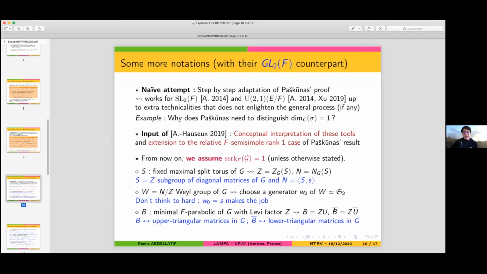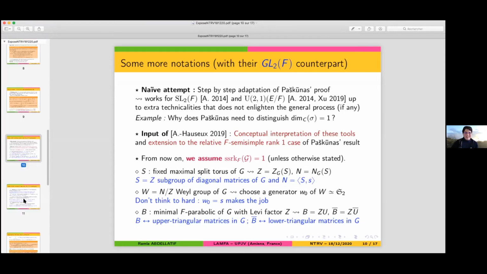And I can define its opposite Borel with respect to Z, which will have Levi decomposition of the form Z U bar, U bar being the unipotent radical. So in the GL2 case, B is just upper triangular matrices and B bar just lower triangular matrices. Let me say here that if you assume G to be quasi-split, it really makes your life easier because Z will be a torus here. But we don't need this assumption, okay?